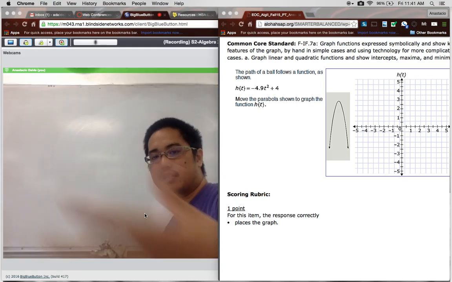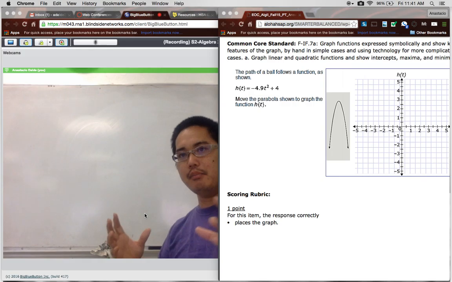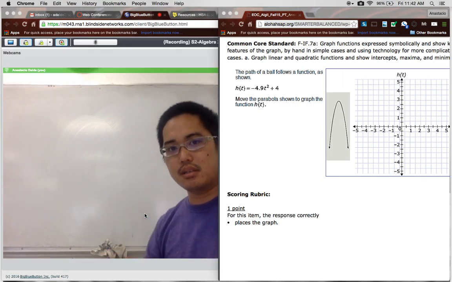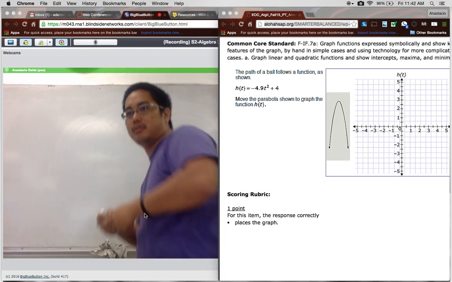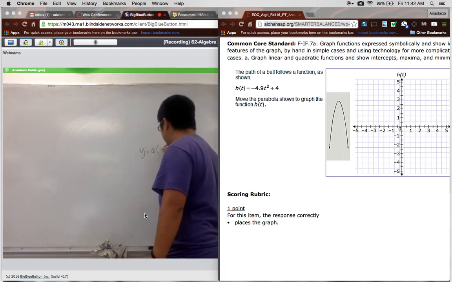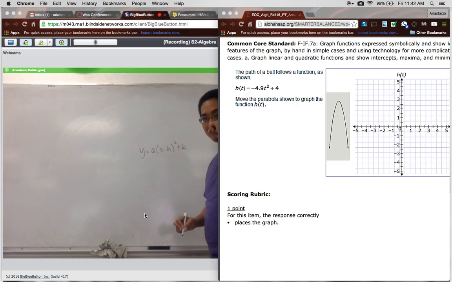Okay, so they're asking you to graph this thing, and we're going to go back to that old school thing about remember what transforming the graphs do, because that is a skill you'll definitely need, right? Do you remember this? y equals a times (x minus h) squared plus k. Okay, you don't remember. Well, it's good that we covered this then.